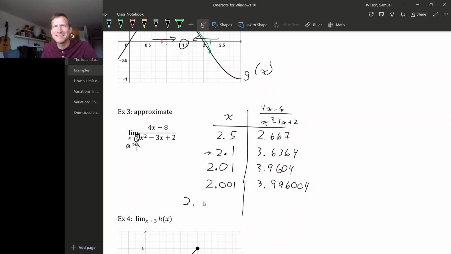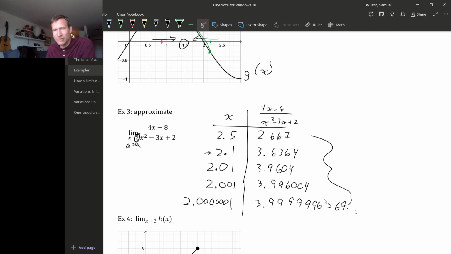let's see, the next one that I did had 6 zeros, so 1, 2, 3, 4, 5, 6. Now we're getting pretty close to 2. This is 3.999996965. Anyway, you get the idea. So now what we can do is ask ourselves, our goal is to figure out what are these values getting close to? What are they approaching? Well, it looks like they're approaching 4. So our approximation for this limit would be 4.